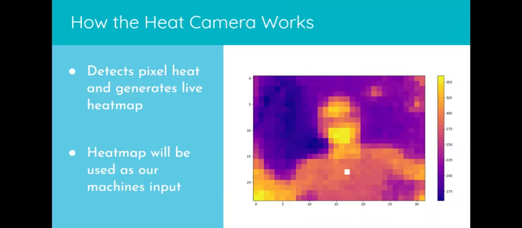So this being said, my first component is the heat camera. So how the heat camera works is that it takes in a bunch of pixels and it generalizes the temperature of those pixels. And then it detects the pixel heat and generates a live heat map similar to what you can see on the right-hand side, with more yellow being hotter and more purple being colder. So what this will be used for is that this heat map will be used as our machine's input.